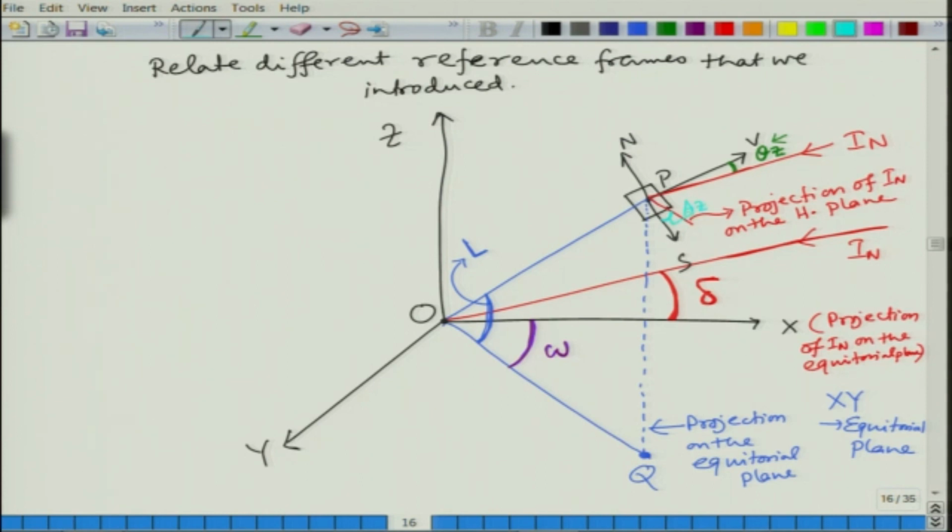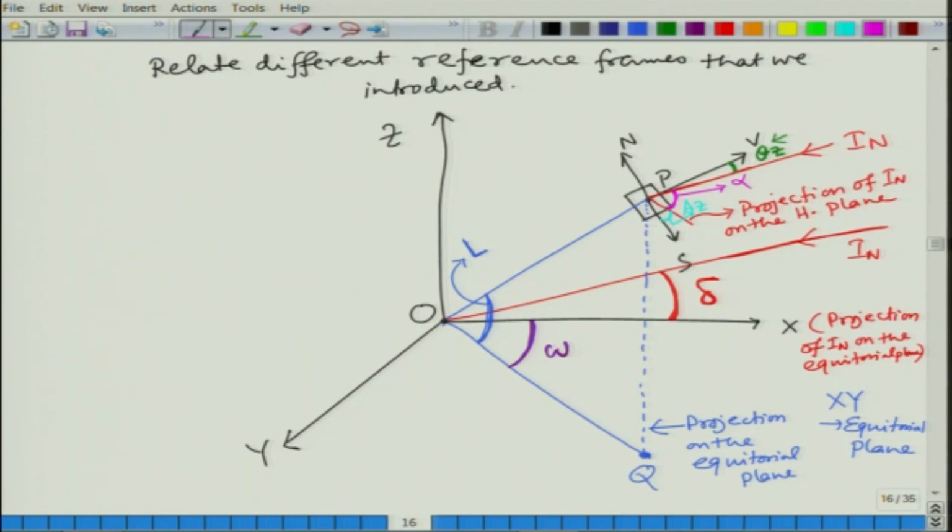This angle is AZ. And another angle of interest here is the angle between the sun ray and its own projection. That angle is alpha, or the solar altitude angle. Now we have identified all these angles and we are in a position to interrelate them.